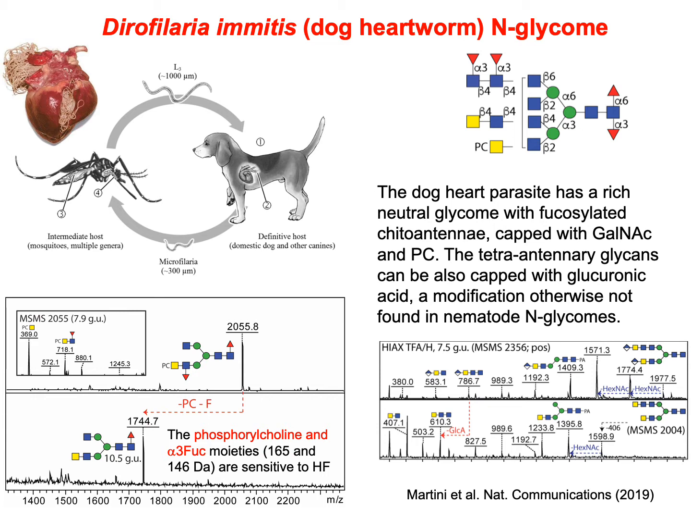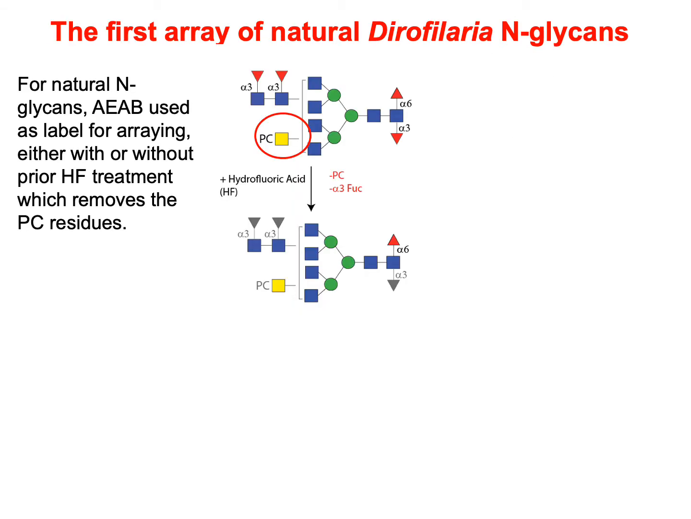We found a wide range of interesting glycan structures with fucose residues, phosphorylcholine residues, and glucuronic acid residues too. In this case, the zwitterionic modification is phosphorylcholine, and this can be removed by hydrofluoric acid, leading to a reduction in mass of 165 Daltons. But this treatment also removes particular fucose residues, as also diagrammatically shown here.